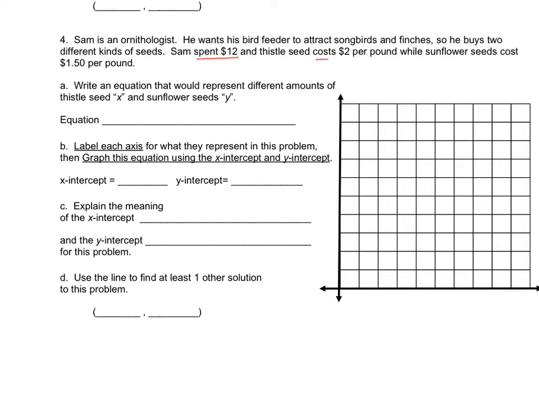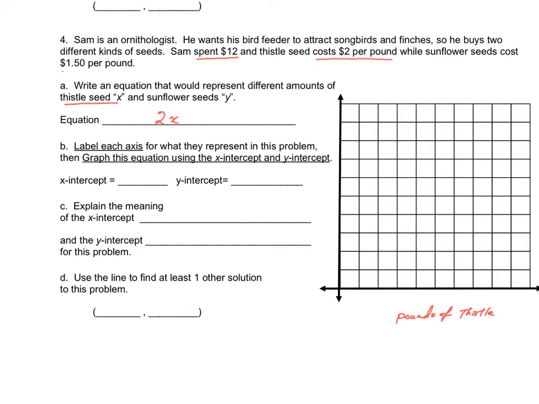Thistle seed costs $2 per pound. That's like the rate for thistle seed only. And we're going to use X for the pounds of thistle seed. Okay, so X is pounds of thistle seed. So you label your graph. That $2 per pound for thistle seed is only for the X, so that's going to be 2X. $2 per pound times X pounds.